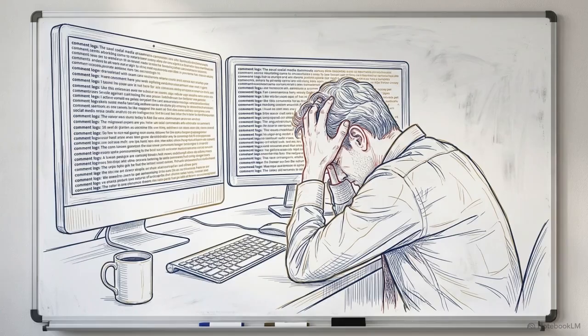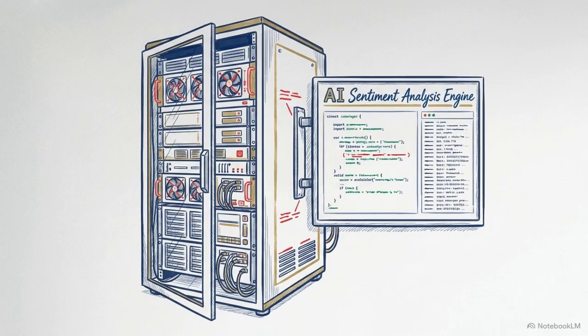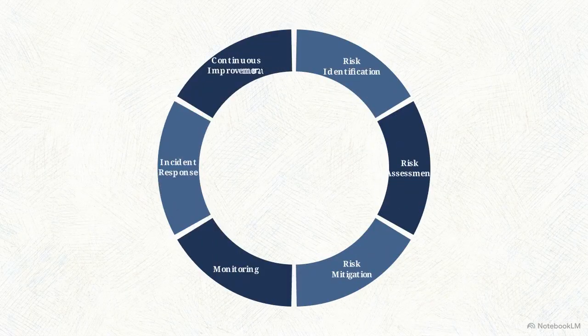Human teams cannot manually monitor millions of daily social interactions. Deploying automated AI and security systems is the only viable way to achieve scale in modern risk management. This summary visualizes the integrated defense mechanism.